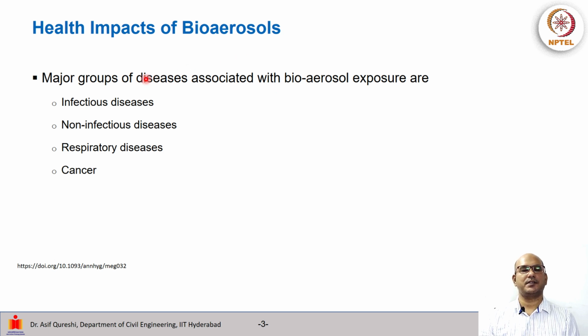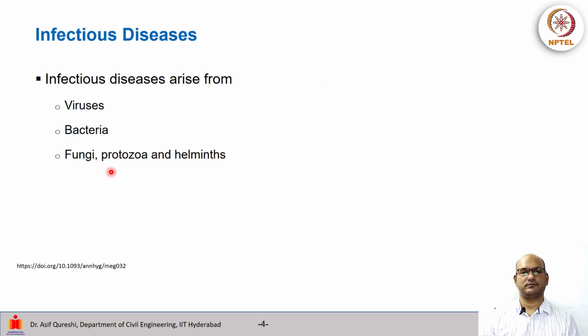So there are major groups of diseases which are associated with bioaerosol exposure. We can term them as infectious disease, non-infectious disease. We can also put them as respiratory disease and cancer. The infectious disease can occur due to all possibilities. They can be caused by viruses, by bacteria, and by fungi, protozoa and helminths. So a lot of biological agents can cause such infectious disease.